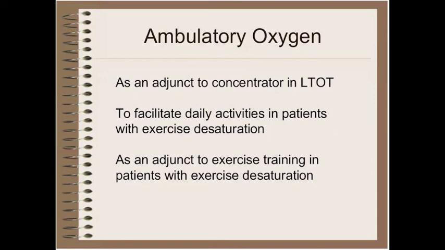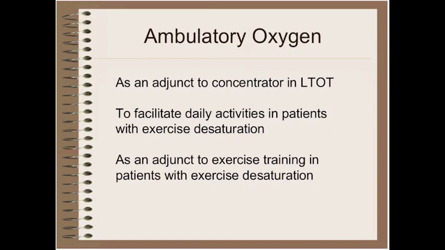The other type of oxygen used at home is ambulatory oxygen, which I've put three main uses there. Firstly, it's an adjunct to using the concentrator in LTOT, and basically that's a way of allowing someone to increase the amount of time they spend in 24 hours on oxygen. And as you can see from the graphs I showed you, then that's likely to give a better advantage. Secondly, to facilitate daily activities in patients with exercise desaturation. Having said that, the evidence is slim.